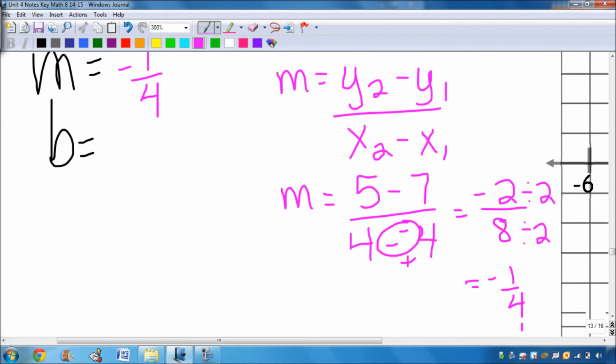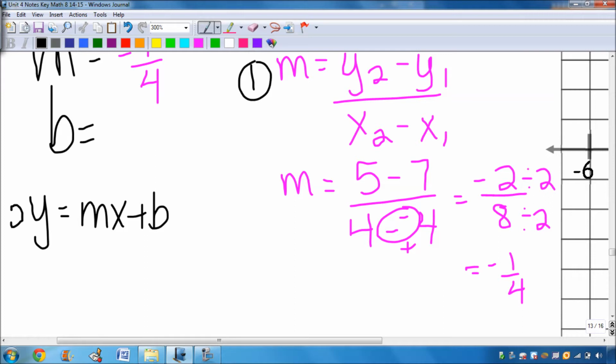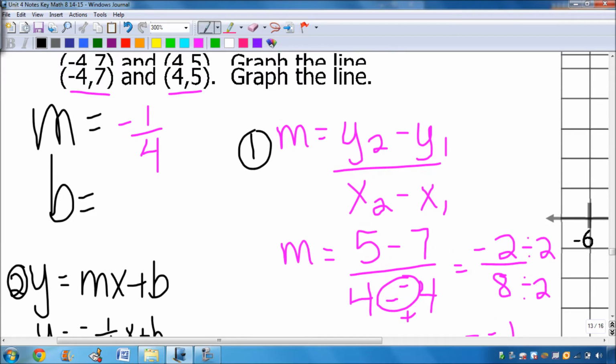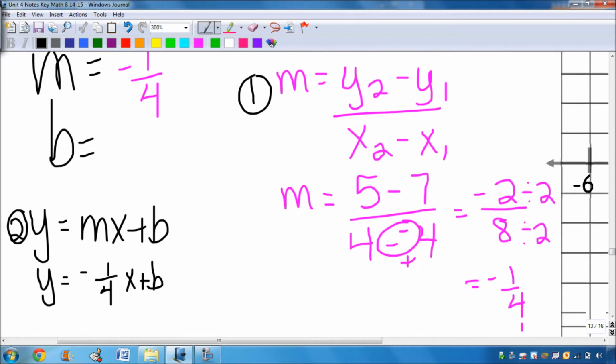Okay, so now I need to figure out, how do I find the b? Well, I know the equation of a line is y = mx + b. And I know, so here's step 1. Now we're moving on to step 2. And I know that the slope is -1/4, but I don't know what the b is. So I can use either one of my coordinates here to figure out what the b is. I can either use this coordinate or that coordinate. It is 100% your choice.